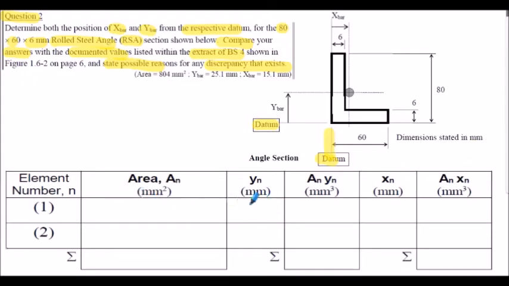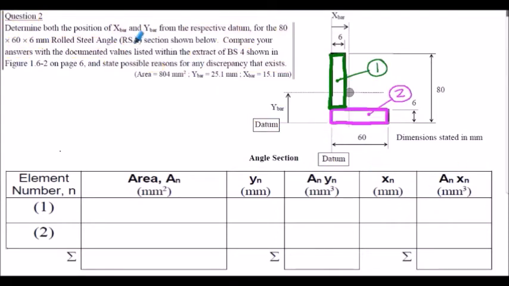I would encourage you to stop the presentation and try and populate the table as far as you can. Working out the areas, the yn's and the A yn's is the same as in the previous slide. We just need to work out now the xn values, the horizontal distances from the vertical datum, and then the a and xn values. You'll obviously need to break the unsymmetrical L section into two rectangles to begin with. If you think you can attempt those final two columns, I would encourage you to do so, but the full worked solution will be shown on the following slide.